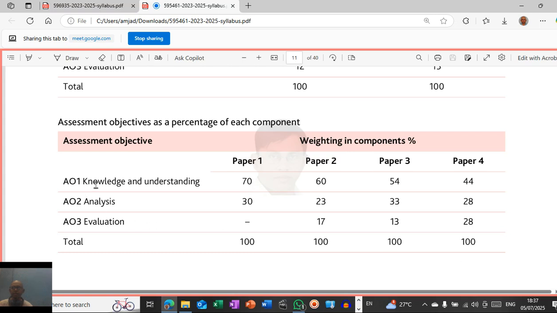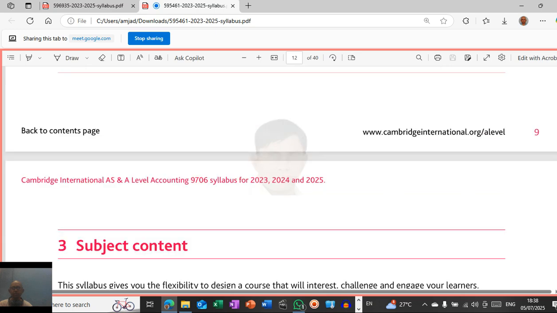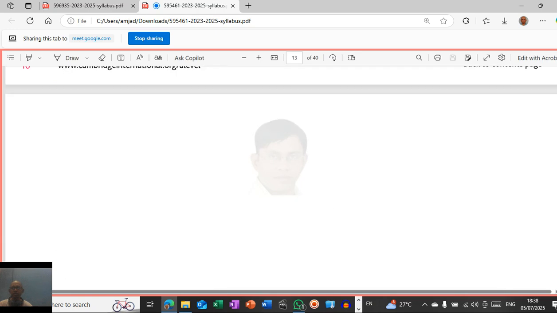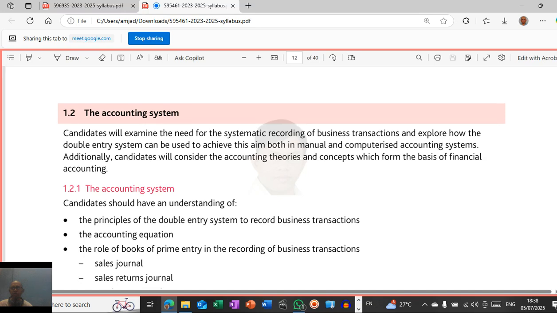Knowledge and understanding is of prime importance. Then analysis and evaluation. You should have comprehensive skills: recall, remember and apply. Application skills, you should be thorough with the subject content. So now let us have a brief detailed overview of the subject content.